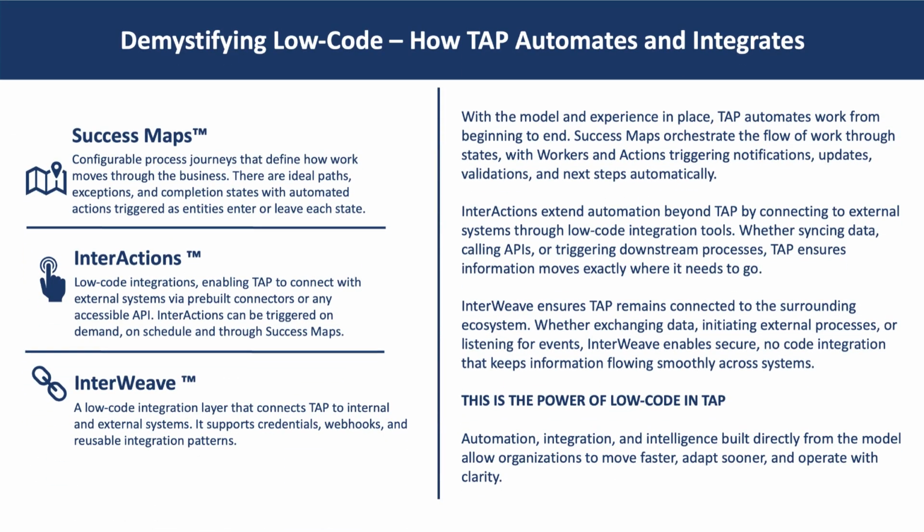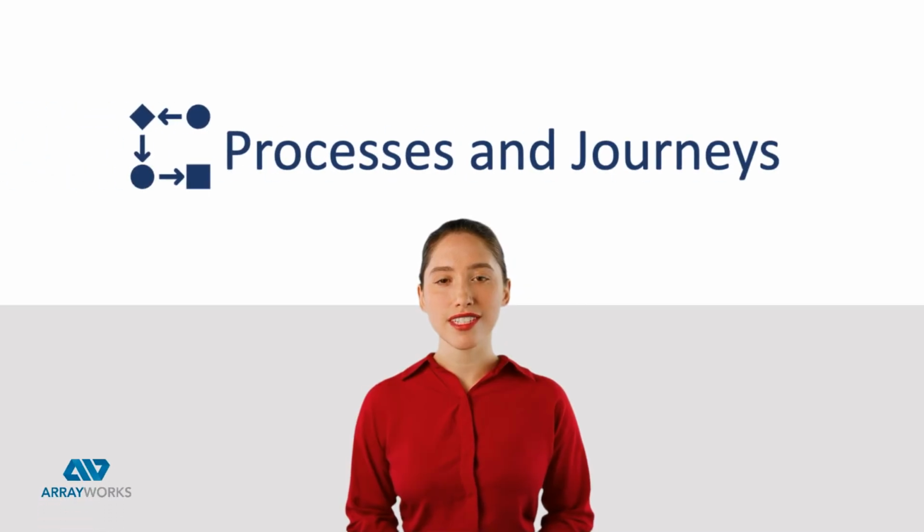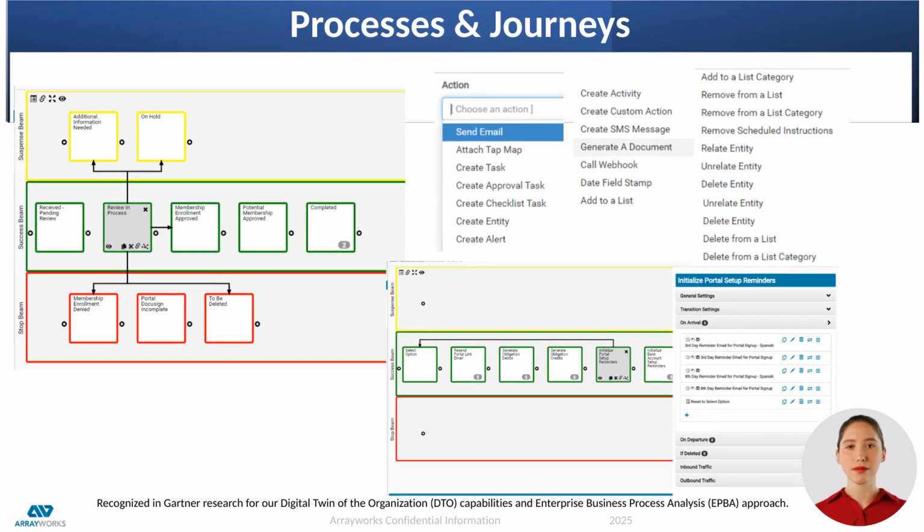Now that we've explored the user experience, let's look at how Tap automates work and connects to other systems. With the model and experience in place, Tap brings everything together through automation and integration. These capabilities help move work forward, enforce consistency, and connect your entities into a cohesive ecosystem. Processes and journeys. This is what we consider to be Tap special sauce.